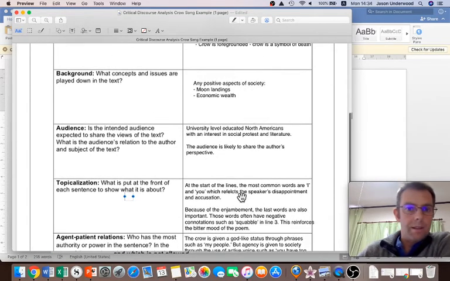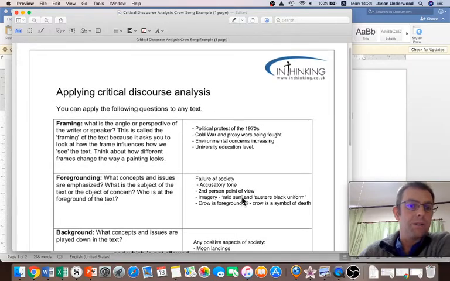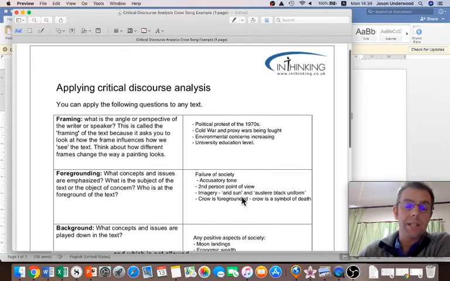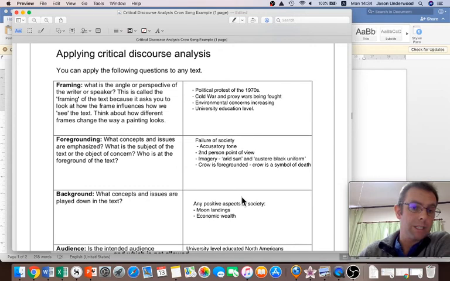So that is how we use critical discourse analysis to help uncover a little bit more insight into a text that we're examining.